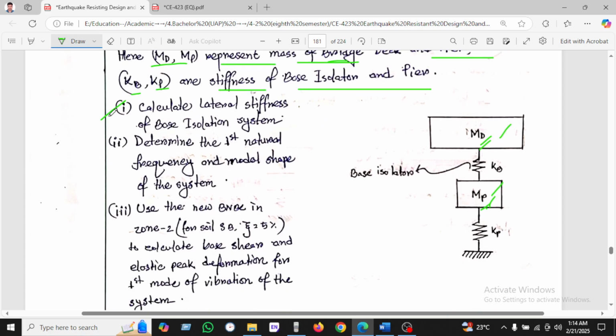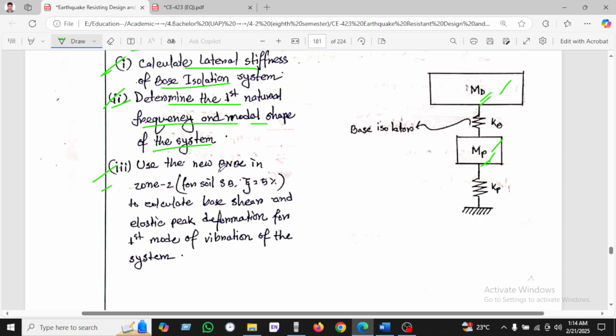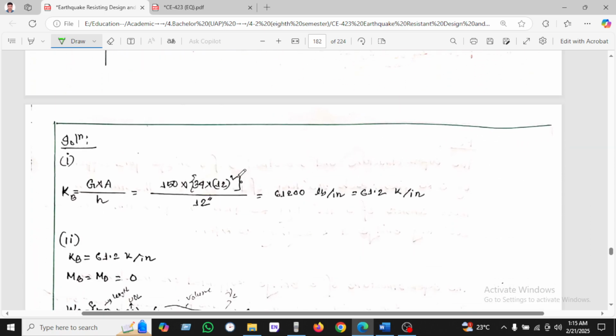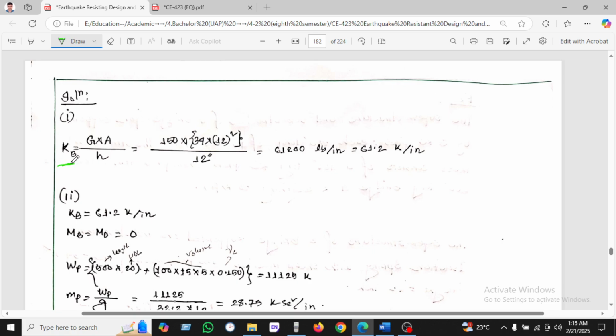So we first have to calculate the lateral stiffness of the base isolation system. Then we have to determine the frequency of the mode shape of the system, and then we have to use the UBC or ASCE 7-10 or ASCE 7-05 in zone 2 for soil SB and damping ratio 5% to calculate the base shear and elastic deformation of the first mode of vibration of the system. So let's see the solution. Here is KB, which is the elastomeric bearing system.